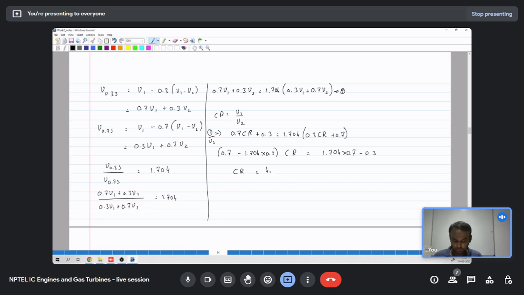So we have 4.73 as compression ratio. The compression ratio is decreasing for every problem. So it's 4.73. We have Otto cycle efficiency as 1 minus 1 by r power gamma minus 1, or here it is n minus 1, since we were told that it follows the relation PV power 1.3 is constant. So we have 1 minus 1 by 4.73 power 0.3.